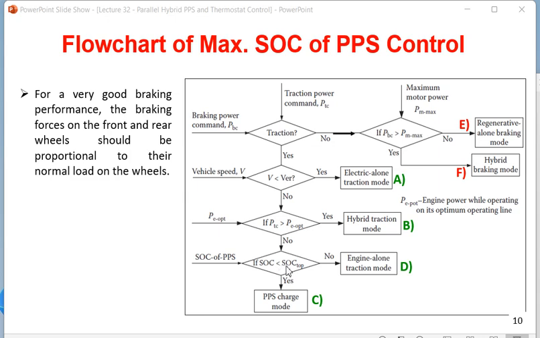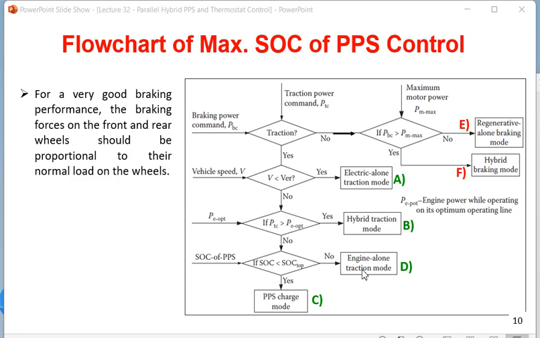So when engine is producing more power, then we have to check SOC status. If SOC is less than SOC top, then send the extra power to the PPS charging mode. And if you are finding that SOC is almost equal to SOC top, that means there is no requirement to send the power to the SOC. In that case the answer will be no. In that case it will be engine alone traction mode.